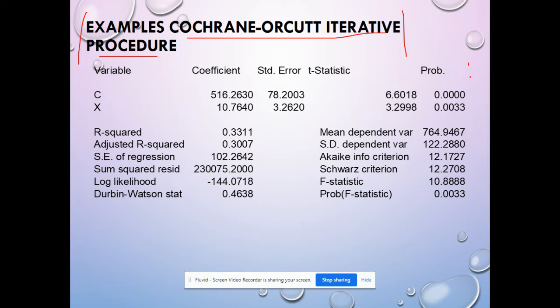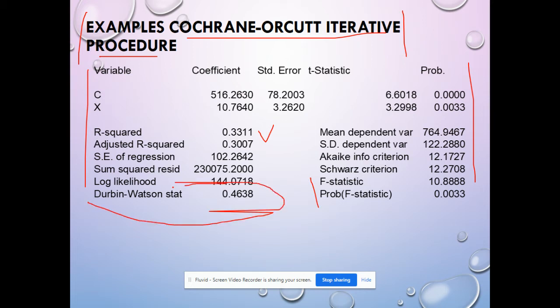For example, we get this regression with Y and X. This is the R squared, low in that sense. This is the F statistic. This is what we see right now, the Durbin-Watson here.